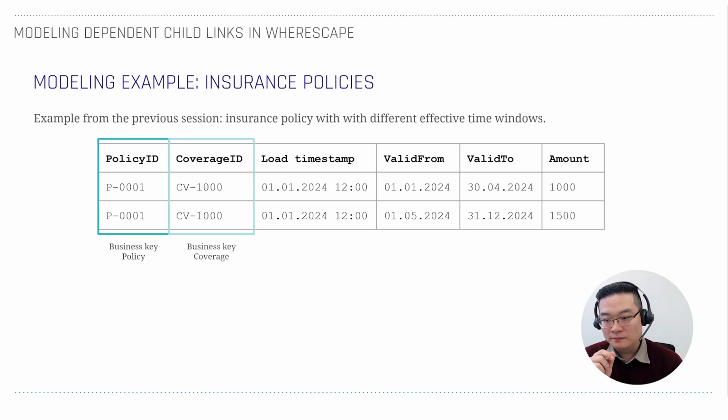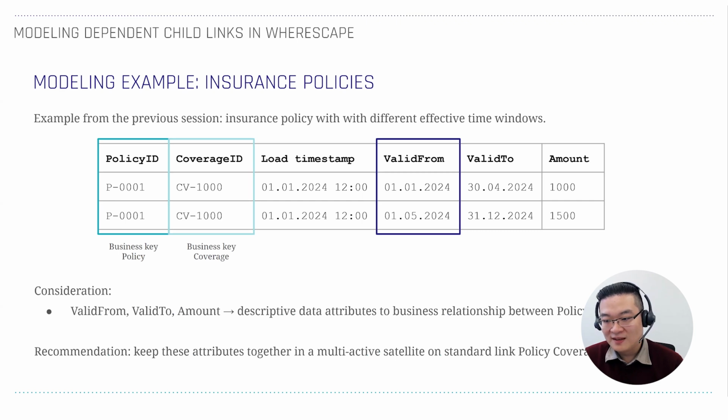I would argue, however, in the link, you would have the business keys, policies and coverage, and valid from, valid to, and even amount. They are descriptive data attributes to the link relationship. So in my opinion, valid from, valid to should stay together, those two data attributes.